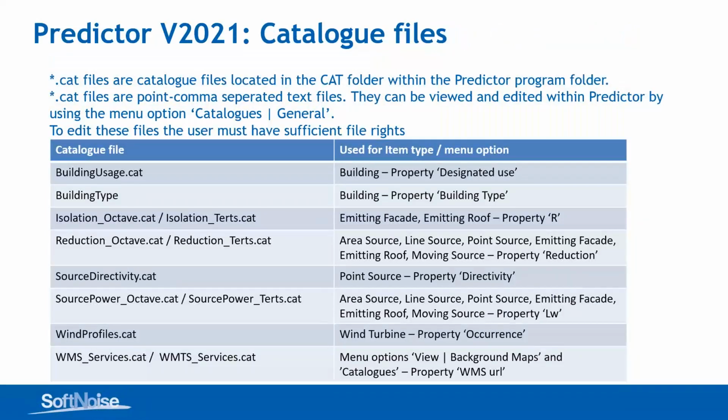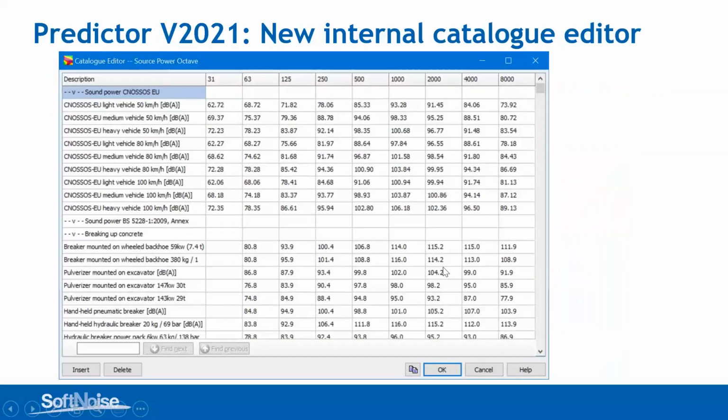Then the catalog files, that's of course not new. New is the building type. That's of course a new catalog file, but the other ones were already in version 2020. But now new is this internal catalog editor. All these files can now be edited directly internally within Predictor. You can insert lines, you can delete lines, you can search in this list, and you can copy the full list to Excel and also paste it from Excel. So that's an easy way of editing your catalogs in Predictor.